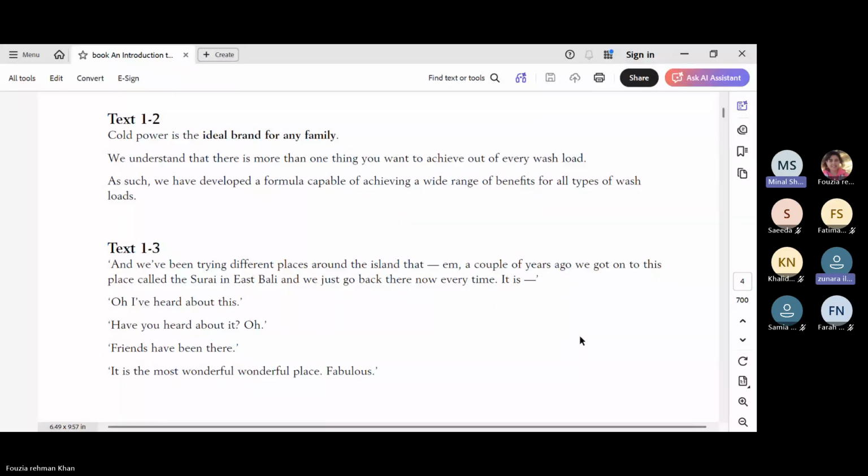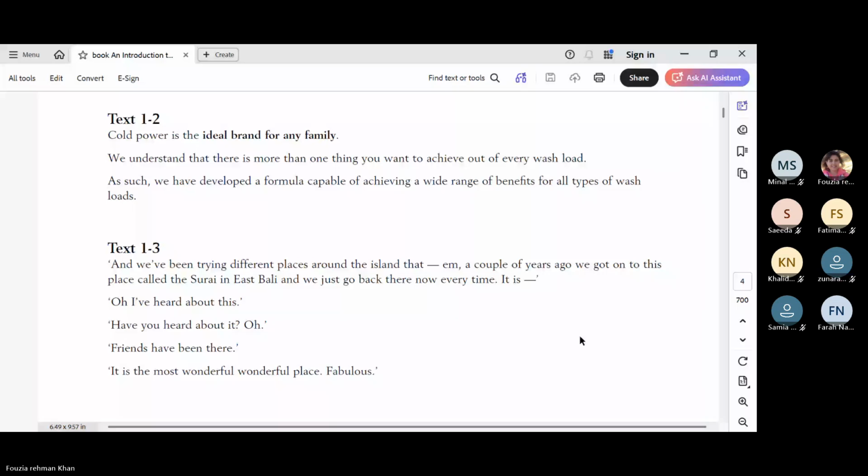And we have been trying different places around the island that a couple of years ago we got on to this place called the Sauria in East Bali, and we just go back there now every time. It is, oh, I have heard about this. Have you heard about it? Oh, friends have been there. It is the most wonderful, fabulous.